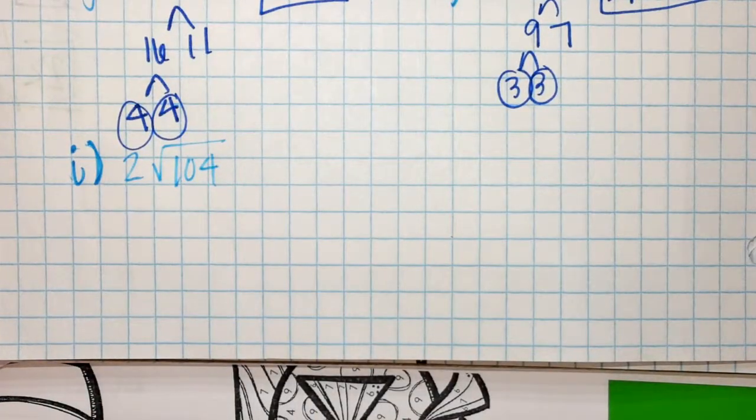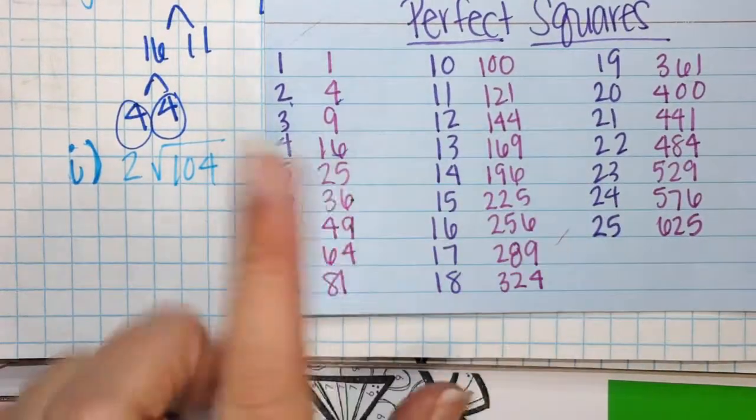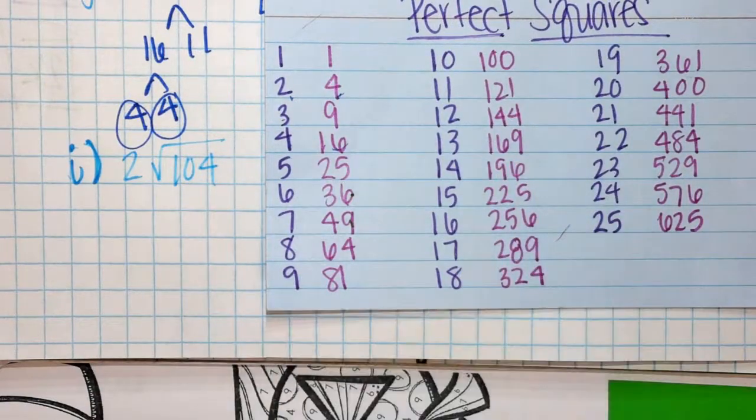Alright, 2 times the square root of 104. We're not saying that loud. We're just dividing by our perfect squares. If you don't know what a perfect square is, it's my light pink fuchsia-y colors up here.